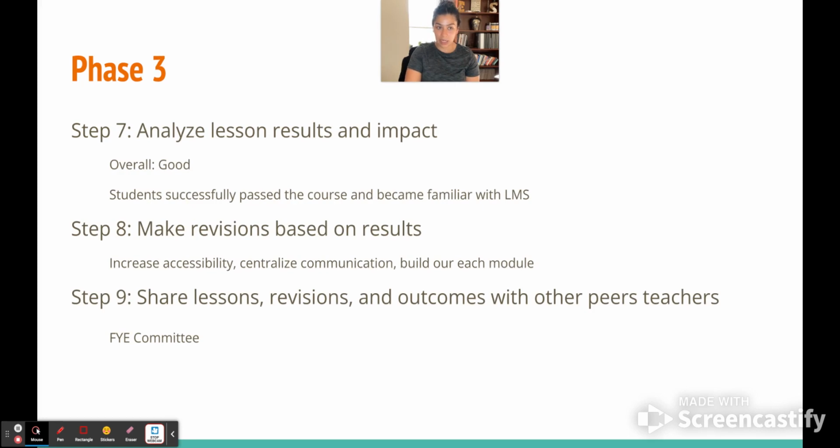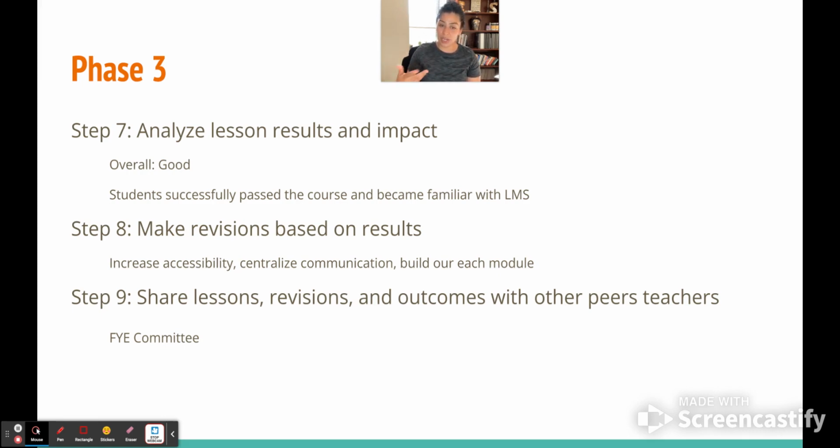So then we get into phase 3. In this phase, you have to analyze the results and the impact of your lesson or of your technology integration tool. Overall, for us, it was good. Students successfully passed the course and became familiar with the LMS. Make sure that you take everything into account when you analyze because you don't want to forget about the little things. Step 8, make revisions based on your results. As much as it's good to analyze, it's also good to make revisions. Many times we analyze and we forget to make the revisions.